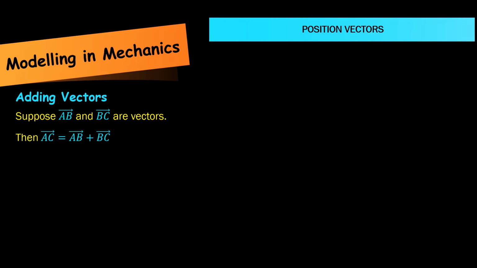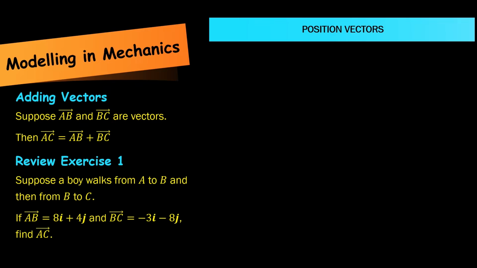Suppose AB and BC are vectors, then AC equals AB plus BC as shown. Let's now have a go at review exercise 1. Suppose a boy walks from A to B and then from B to C. If AB equals 8i plus 4j and BC equals minus 3i minus 8j, find AC.